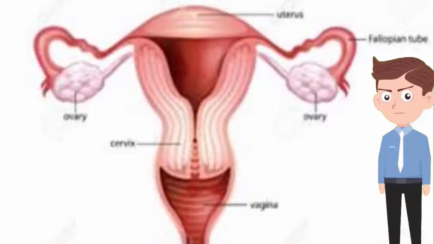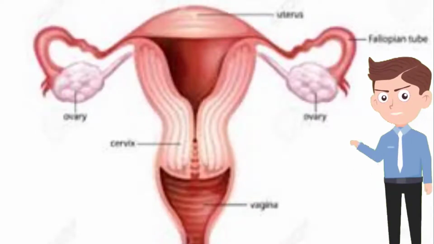This causes bleeding in women, which is called menstruation. Menstruation occurs once in about 28 to 30 days. The first menstrual flow begins at puberty. At 45 to 50 years of age, the menstrual cycle stops. This is called menopause.